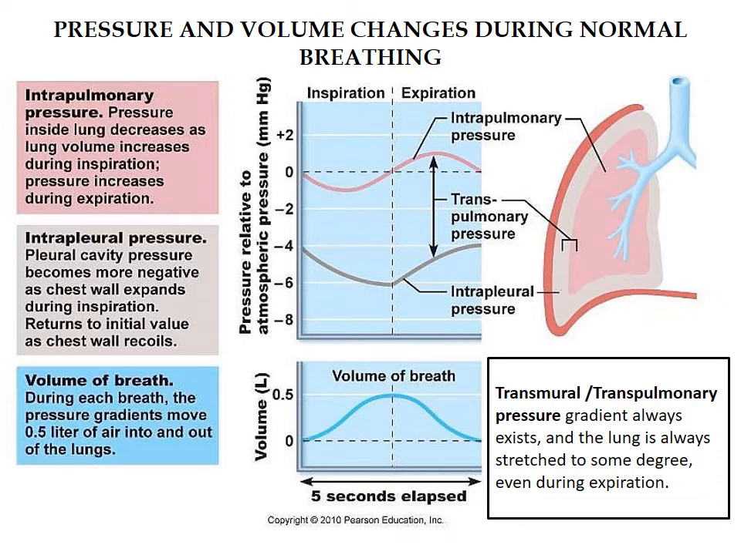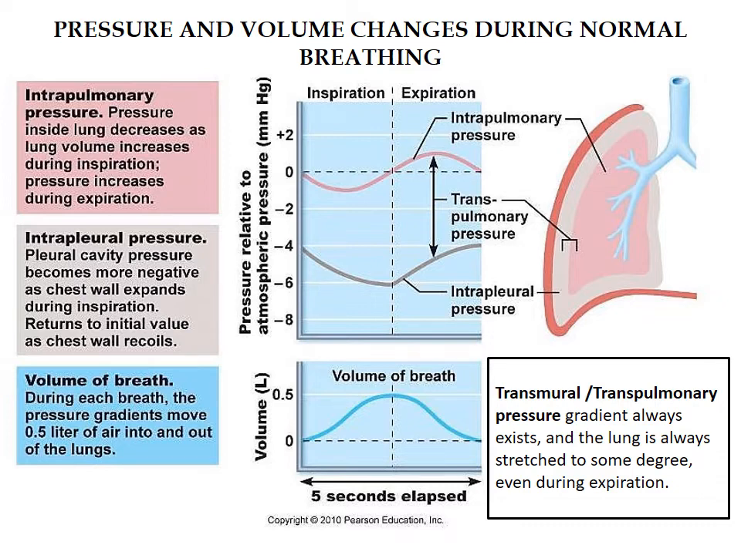Here in the phase of inspiration it is becoming more negative, whereas in expiration you can see that it is becoming less negative, but it is never going to become a positive value, right? So that is the pleural pressure. So intrapleural pressure is always subatmospheric, or below the atmospheric pressure. That is the pressure seen within the pleural cavity between the parietal pleura and the visceral pleura.